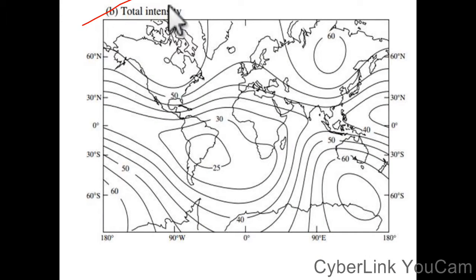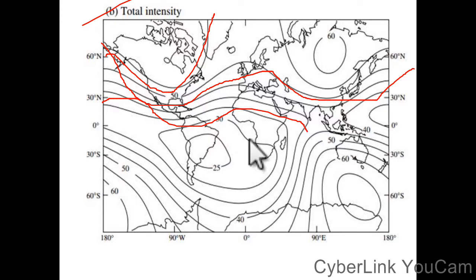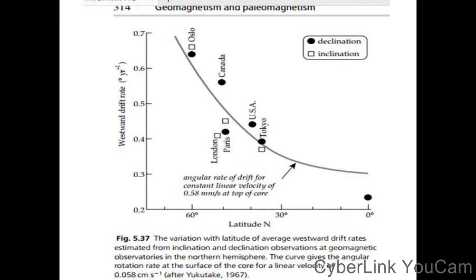Inclination and total intensity, 30 knots, 30 degree. The curve shows how much inclined this area is. Okay. And geomagnetism and paleomagnetism. Okay, westward drift.